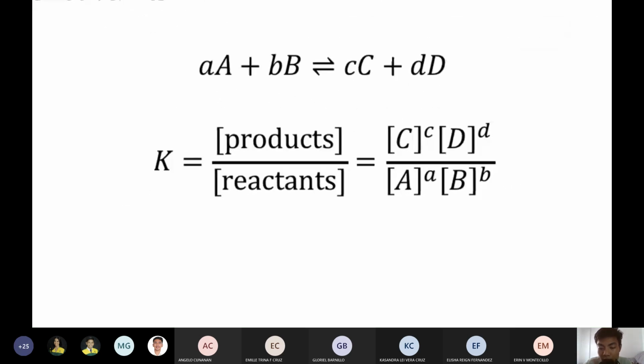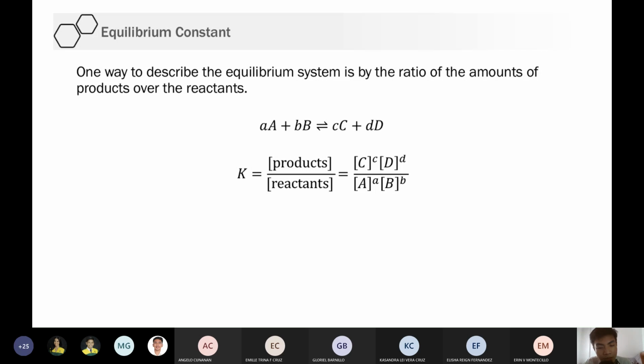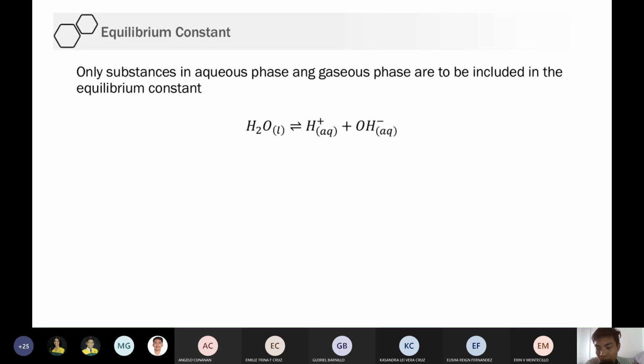Suppose the letter A is a solid. You will not write it here; you will erase it. Suppose the letter D is a liquid. You will erase the letter D. Only those who are in aqueous and gaseous phases must be written in the equilibrium constant. Okay? So let's have some examples here.